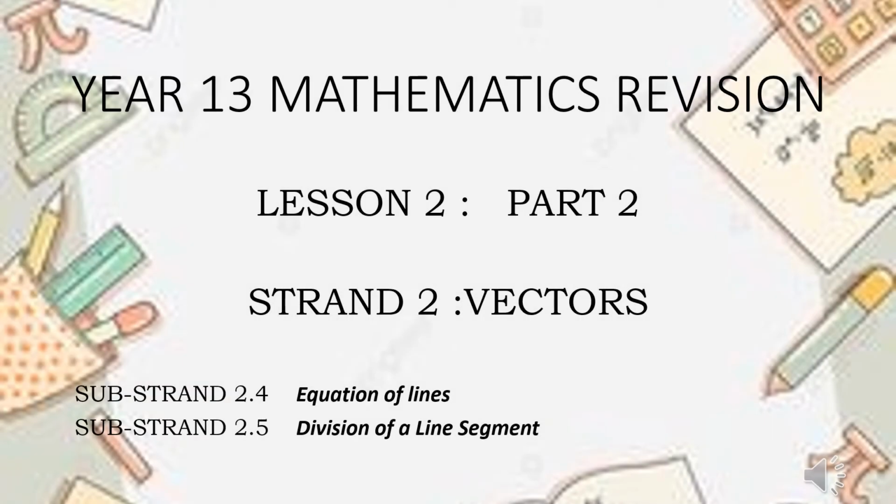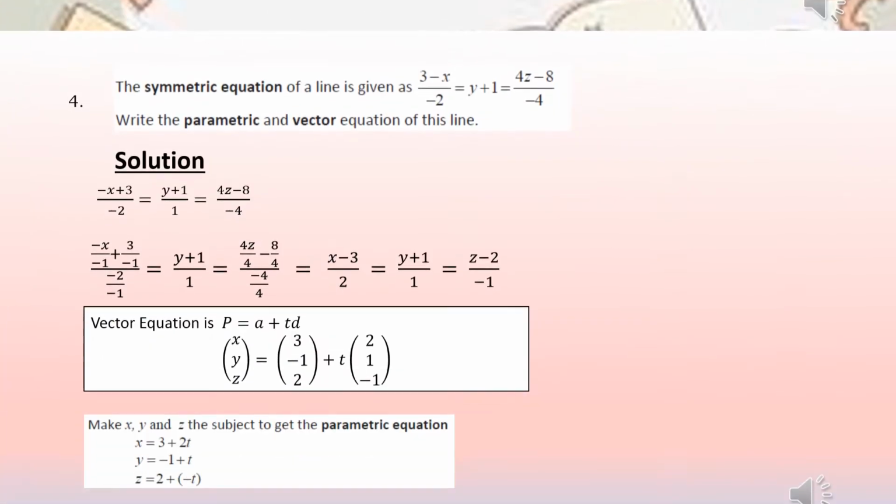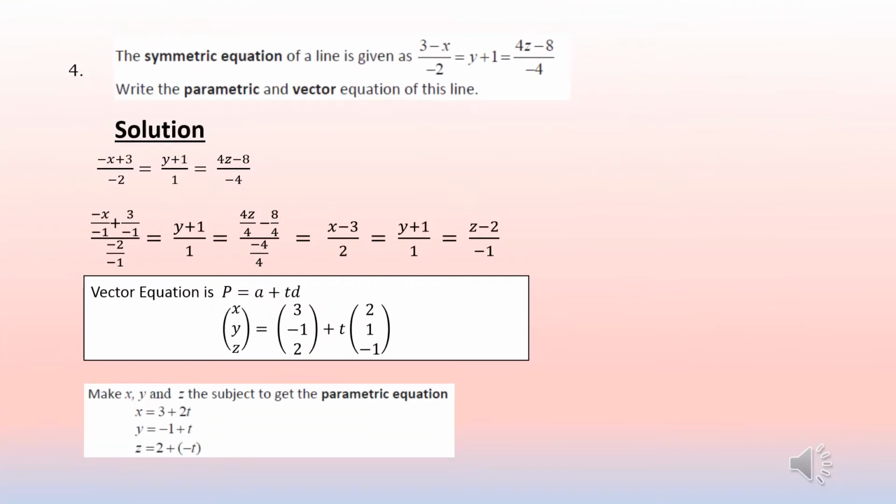Year 13 Mathematics, Lesson 2, Strand 2 Vectors. Question number 4. The symmetric equation of a line is given as (3 minus x) divided by negative 2 is equal to y plus 1, which is equal to (4z minus 8) upon negative 4. Write the parametric and the vector equation of this line.